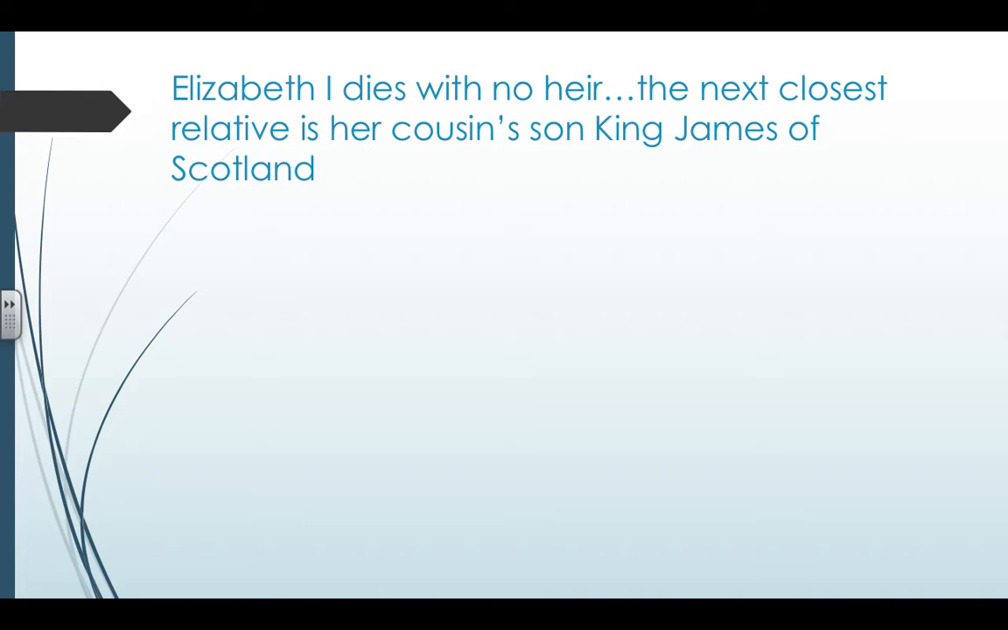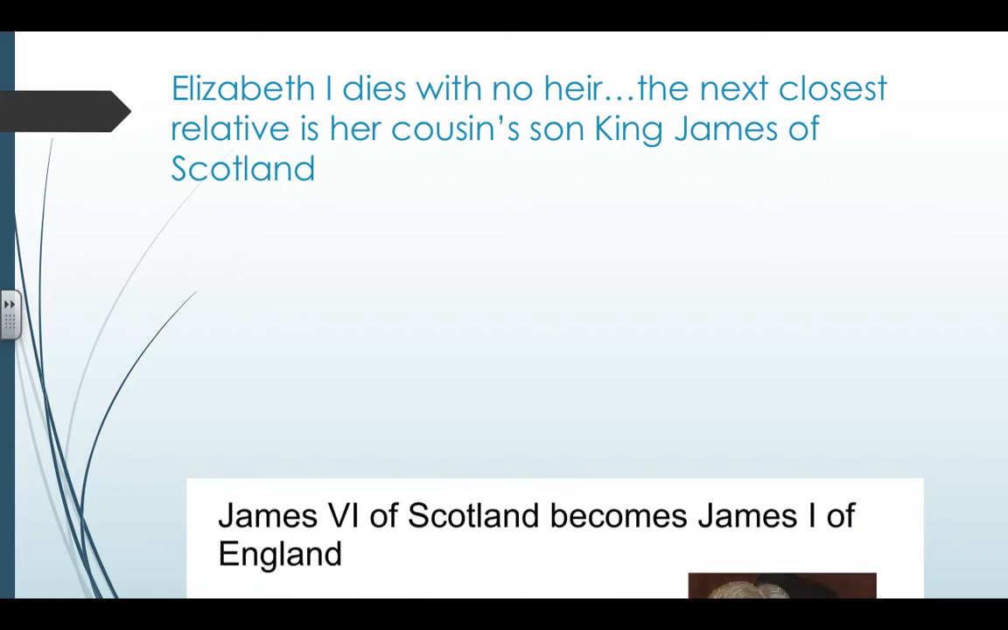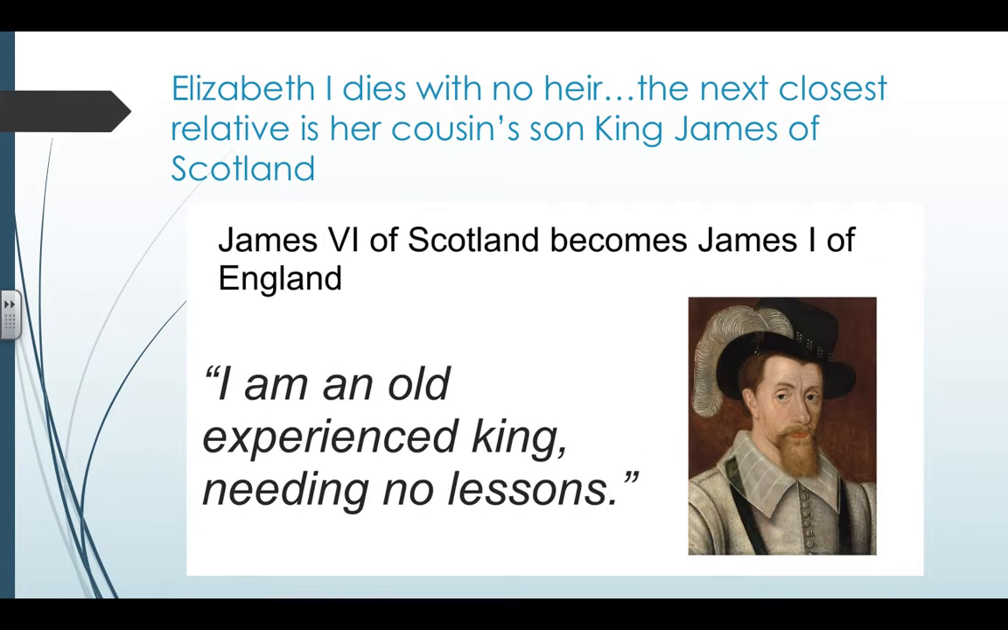So let's get some background information here about the English Civil War. So Elizabeth I dies with no heir. If you recall, Elizabeth was the Virgin Queen. She did not get married. She did not have any children. So when she dies, her next closest relative, who has the best claim to the throne, is her cousin's son, who is King James VI of Scotland at the time.